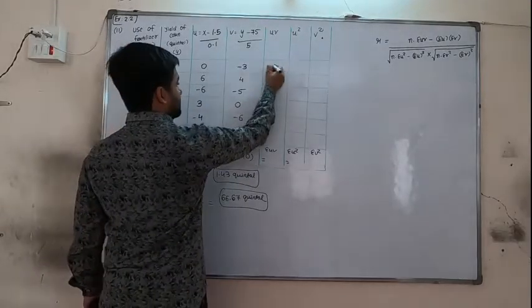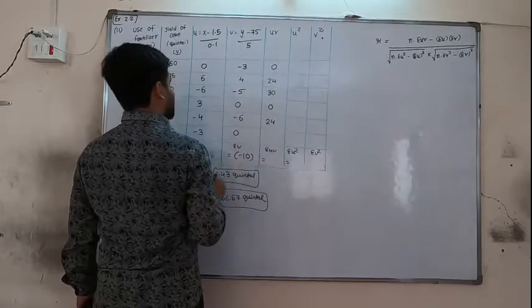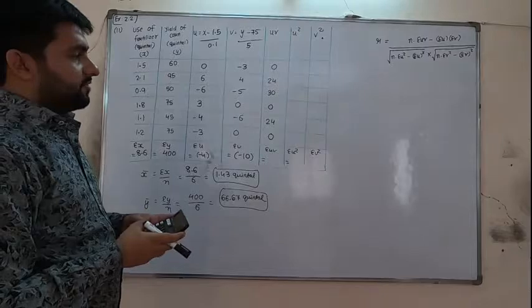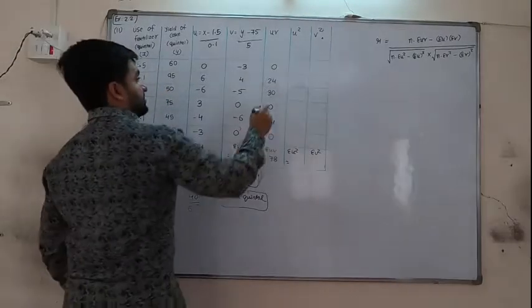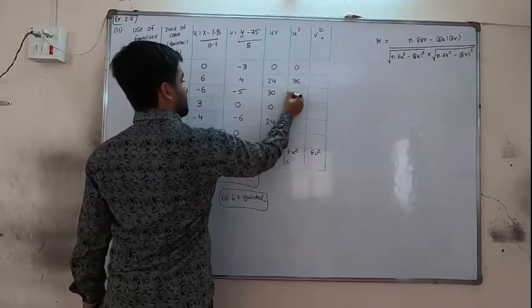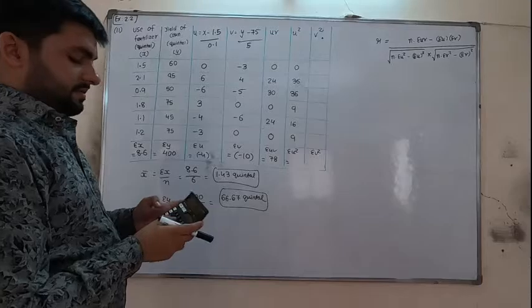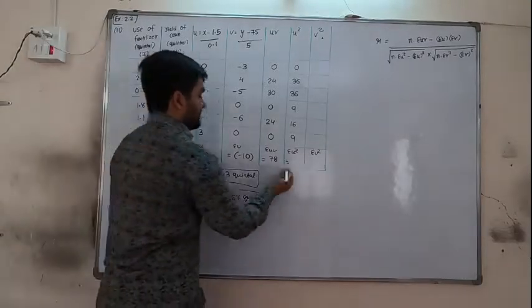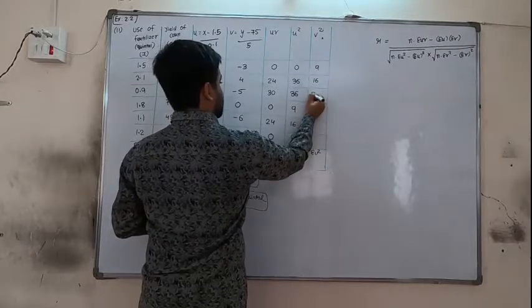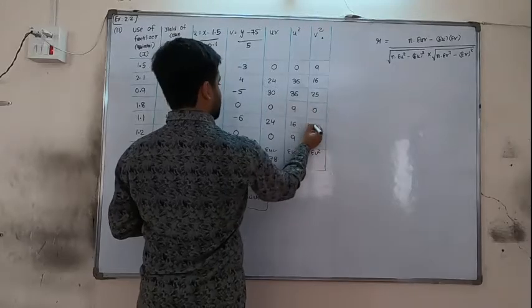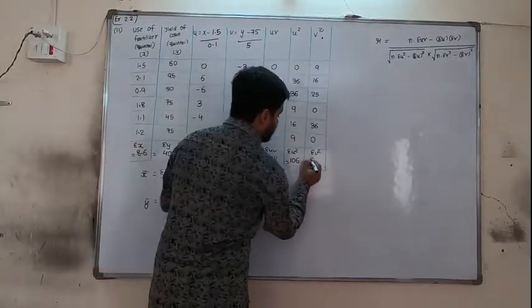Now the multiplication uv: 0 times minus 3 is 0, 6 times 4 is 24, minus 6 times minus 5 is plus 30, 3 times 0 is 0, minus 4 times minus 6 is 24, minus 3 times 0 is 0. 24 plus 30 plus 24 is 78. Now u square: 0 square is 0, 6 square is 36, 6 square is 36, 3 square is 9, 4 square is 16, 3 square is 9. The total is 106. Now v square: 3 square is 9, 4 square is 16, 5 square is 25, 0 square is 0, 6 square is 36, 0 square is 0. The total is 86.